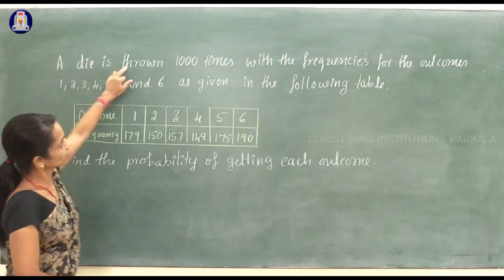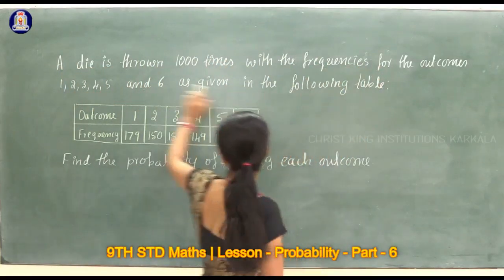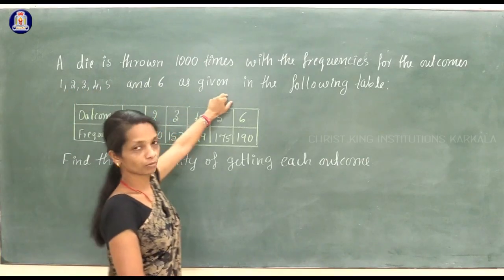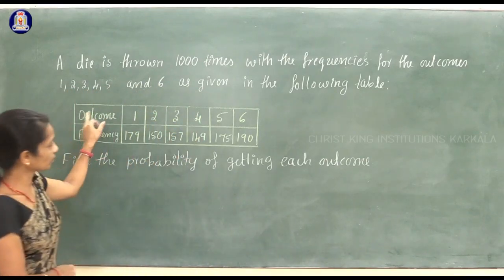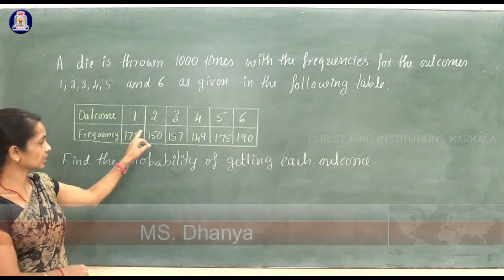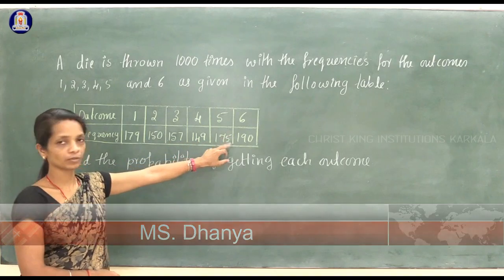A die is thrown 1000 times with the frequencies for the outcomes 1, 2, 3, 4, 5 and 6 as given in the following table. Outcomes 1, 2, 3, 4, 5 and 6, and frequencies like this: 179, 150, 157, 149, 175, 190.